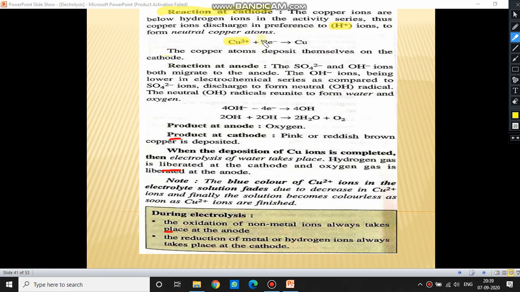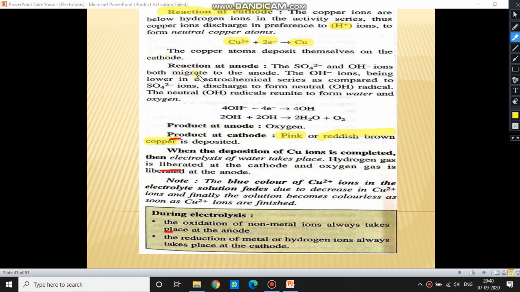Reduction means it is going to accept electrons. And as a result, cupric ions become copper atoms. So here you will get an observation. And what will be your observation? Your observation will be pink or reddish brown. For copper we always write pink, or we write reddish brown copper is deposited. Please write the complete sentence. Don't just write reddish brown, write down reddish brown copper is deposited, or you use the color pink.